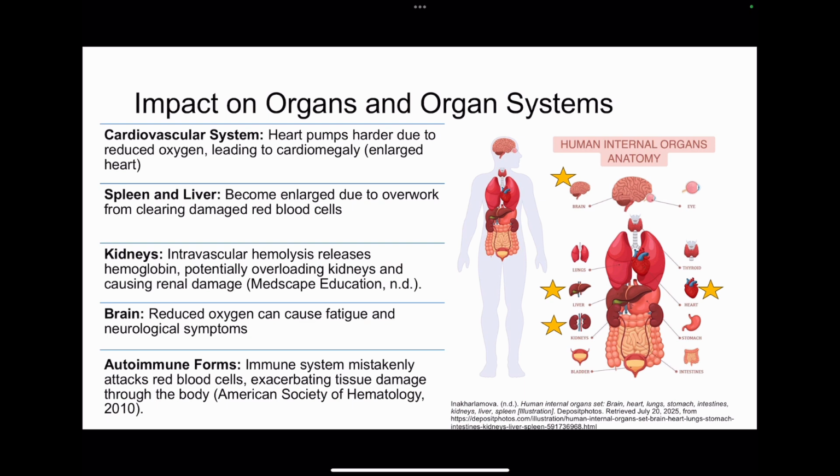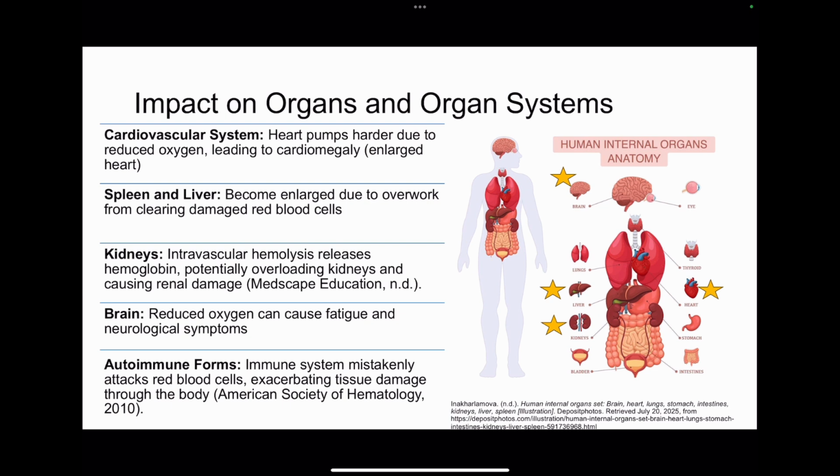So in the cardiovascular system, the heart is forced to pump harder to compensate for reduced oxygen carrying capacity, which can lead to an enlarged heart. The spleen and liver, which are responsible for clearing the damaged red blood cells, can be enlarged due to being overworked, and this can lead you down the road of a splenectomy. When red blood cells are destroyed intravascularly, the released hemoglobin can overload the kidneys, causing renal damage, and furthermore, reduced oxygen to the brain can result in fatigue and some neurological symptoms.